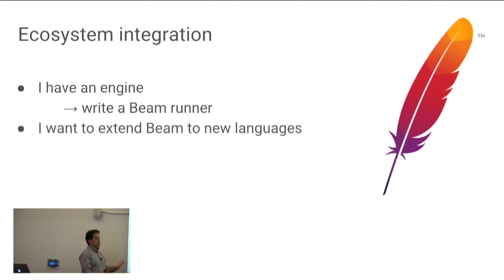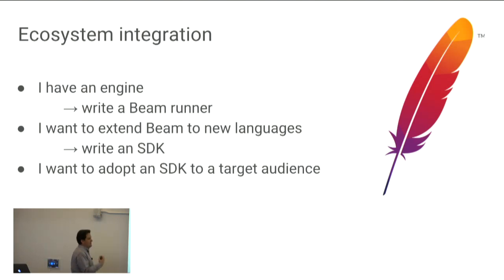If you want to extend Beam to new languages, of course, write an SDK. But if I want to adapt an SDK to a target audience, be it data analysts, data scientists, genomics researchers, or any kind of community, really the answer is to write a DSL if an existing SDK is not suitable for that community. And by doing so, that DSL, that API, can run on any runner. So instead of framing every problem as building a full stack from the SDK, from the API all the way to the engine, we can layer the systems in a way that projects focus on where they have a strength and then run anywhere and get users from any community.